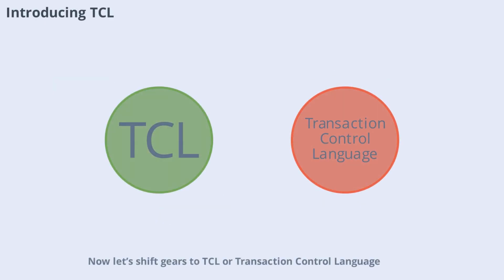Now let's shift gears to TCL, or Transaction Control Language. While DQL helps you fetch data, TCL is all about managing changes to your database. It gives you control over how and when changes are saved, allowing you to group operations into transactions and decide when to make them permanent or undo them if needed.